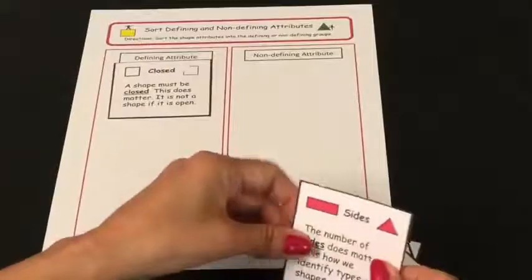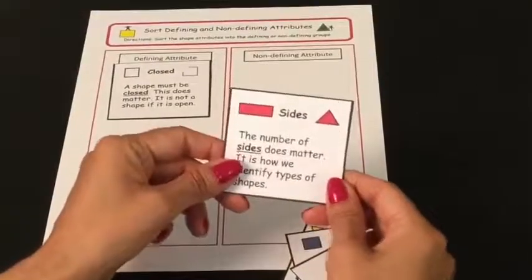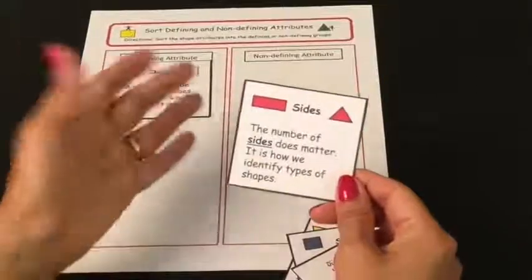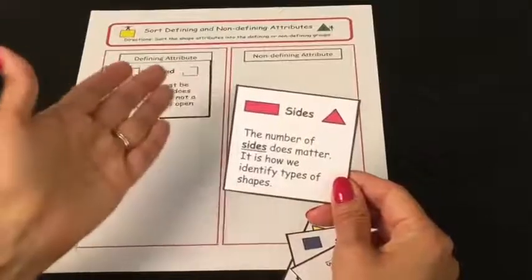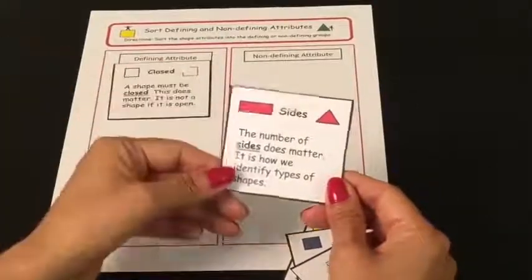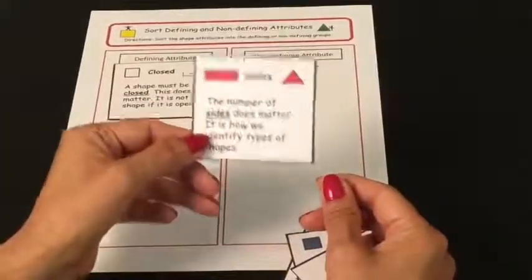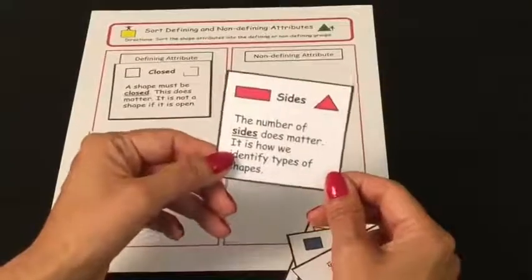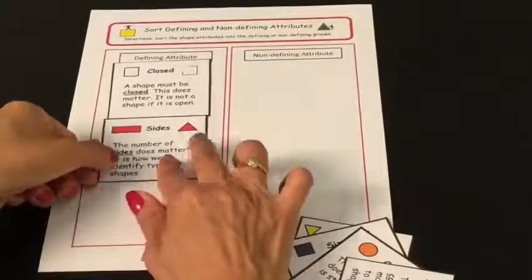The next defining attribute is the number of sides. The number of sides matters. It's how you know that it's a square or a triangle or a rectangle. So the number of sides matters in being able to be called a shape. So the number of sides is also a defining attribute.